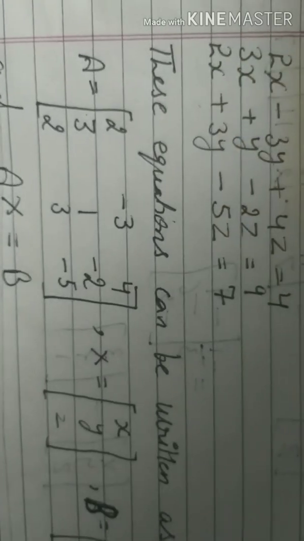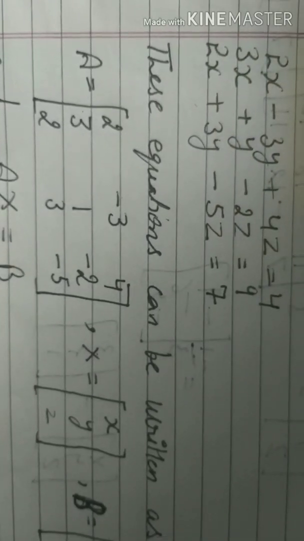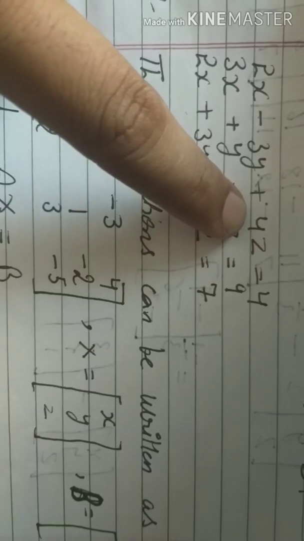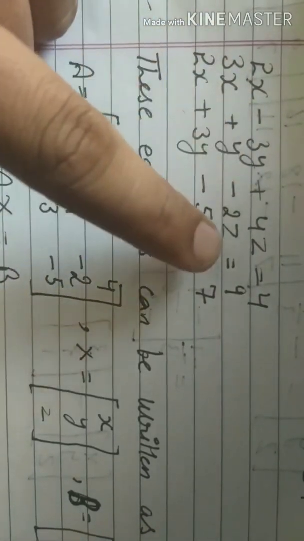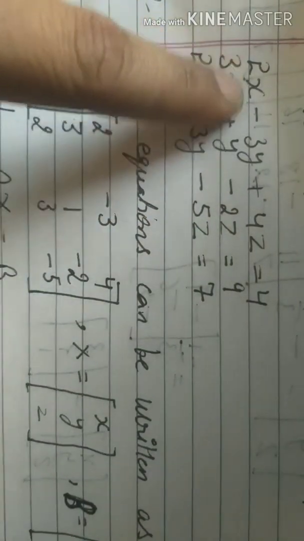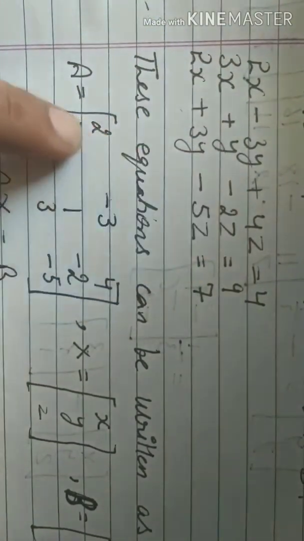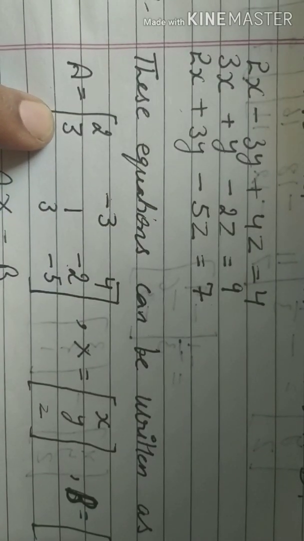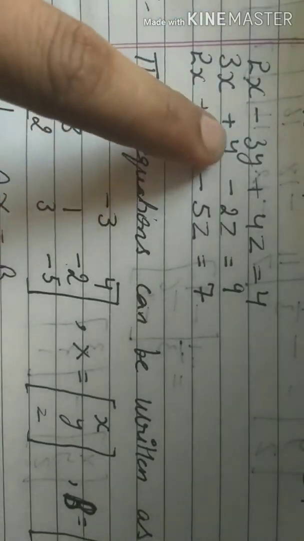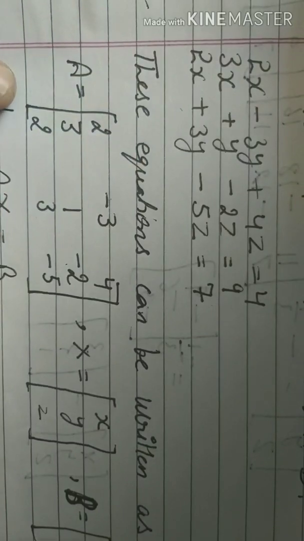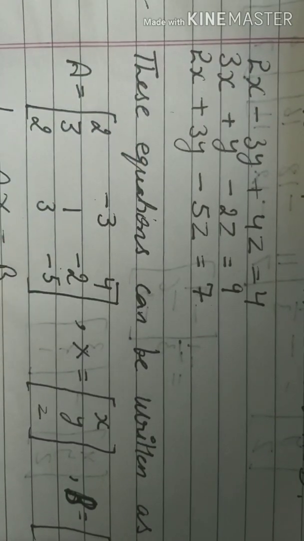We write the A matrix with the help of the coefficients of x, y, z in the equations. In the first equation, 2, minus 3 and 4 are the coefficients of x, y, z respectively. So we write the first row of A with the coefficients of the first equation: 2, minus 3, 4. In the second row we write the coefficients of the second equation: 3, 1, minus 2. In the third row we use the third equation: 2, 3, minus 5.